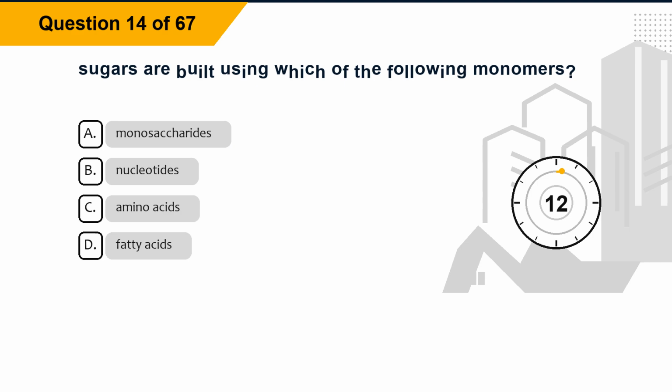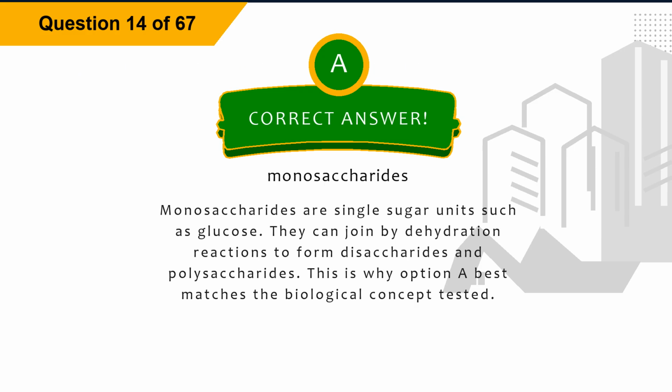Question 14. Sugars are built using which of the following monomers? Option A, monosaccharides. Option B, nucleotides. Option C, amino acids. Option D, fatty acids. The correct answer is option A, monosaccharides. Explanation. Monosaccharides are single sugar units such as glucose. They can join by dehydration reactions to form disaccharides and polysaccharides. This is why option A best matches the biological concept tested.